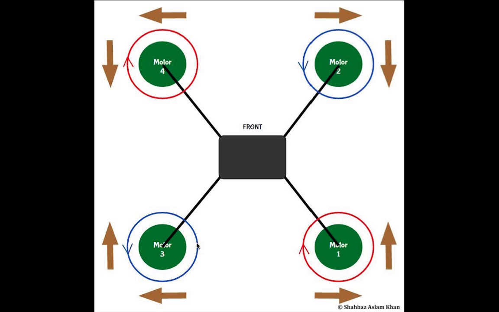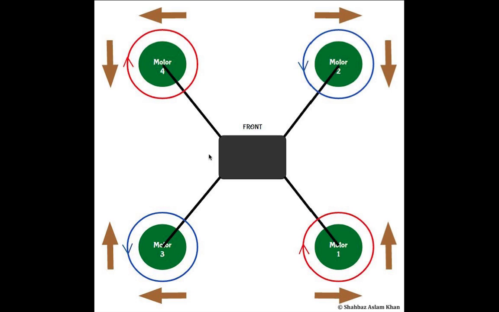Now if you want to induce a roll effect, in which a side of the quadcopter is lifted, for example if I want to roll the quadcopter towards the left and raise this side actually, what you have to do is increase the speed of motor number 1 and 2 compared to motor number 3 and 4. This will have more thrust on the right side of the quadcopter than the left side, and the quadcopter will tilt its right side upwards.